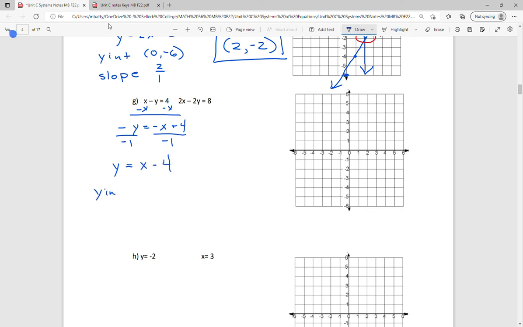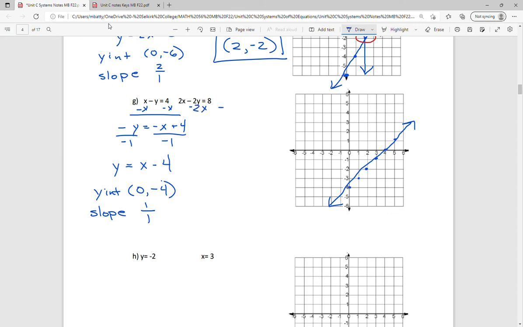So once it's in slope-intercept form, that tells me that my y-intercept is 0 and -4 for this guy. And my slope is a very invisible 1 over 1, a +1 slope. So my y-intercept's down here, and then my slope is going up 1 and over 1 all the way. I'll try really hard to hit all those lines. Could be worse. And now I'm going to treat the second equation similarly.